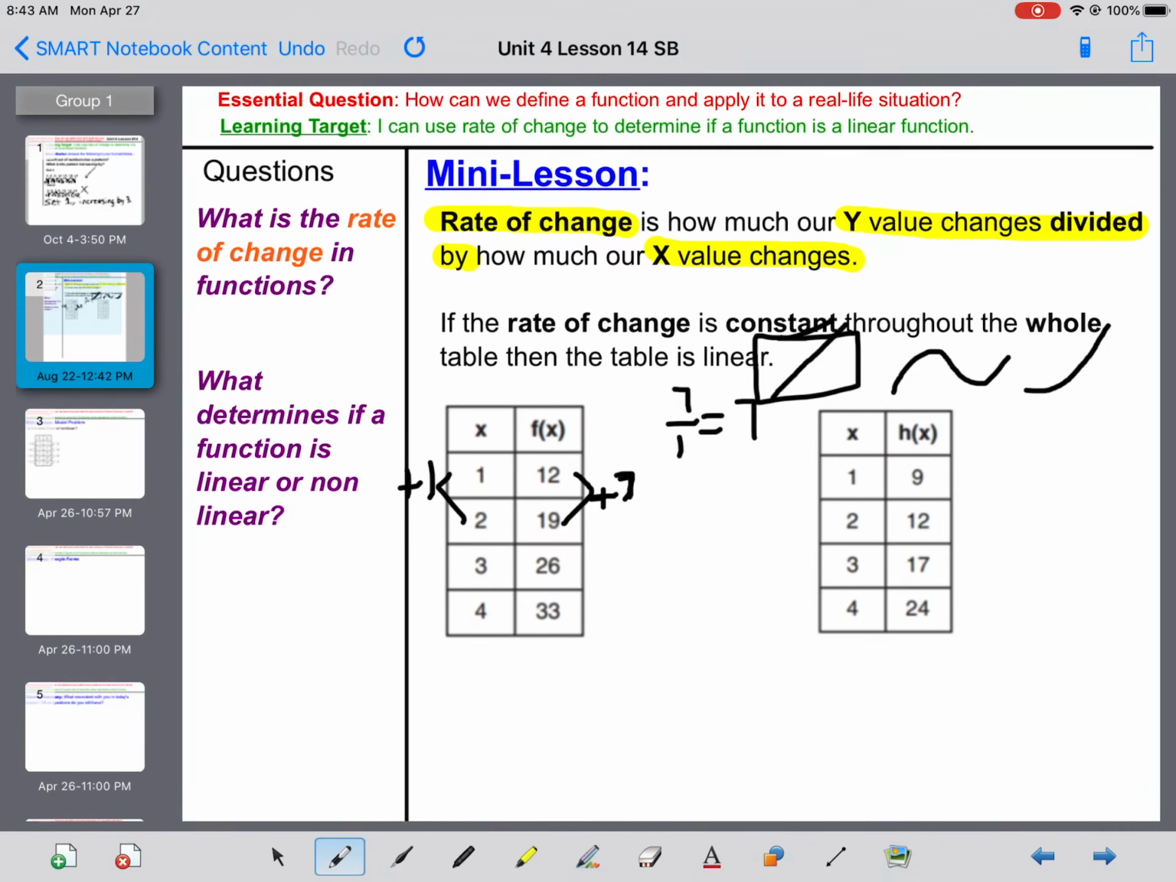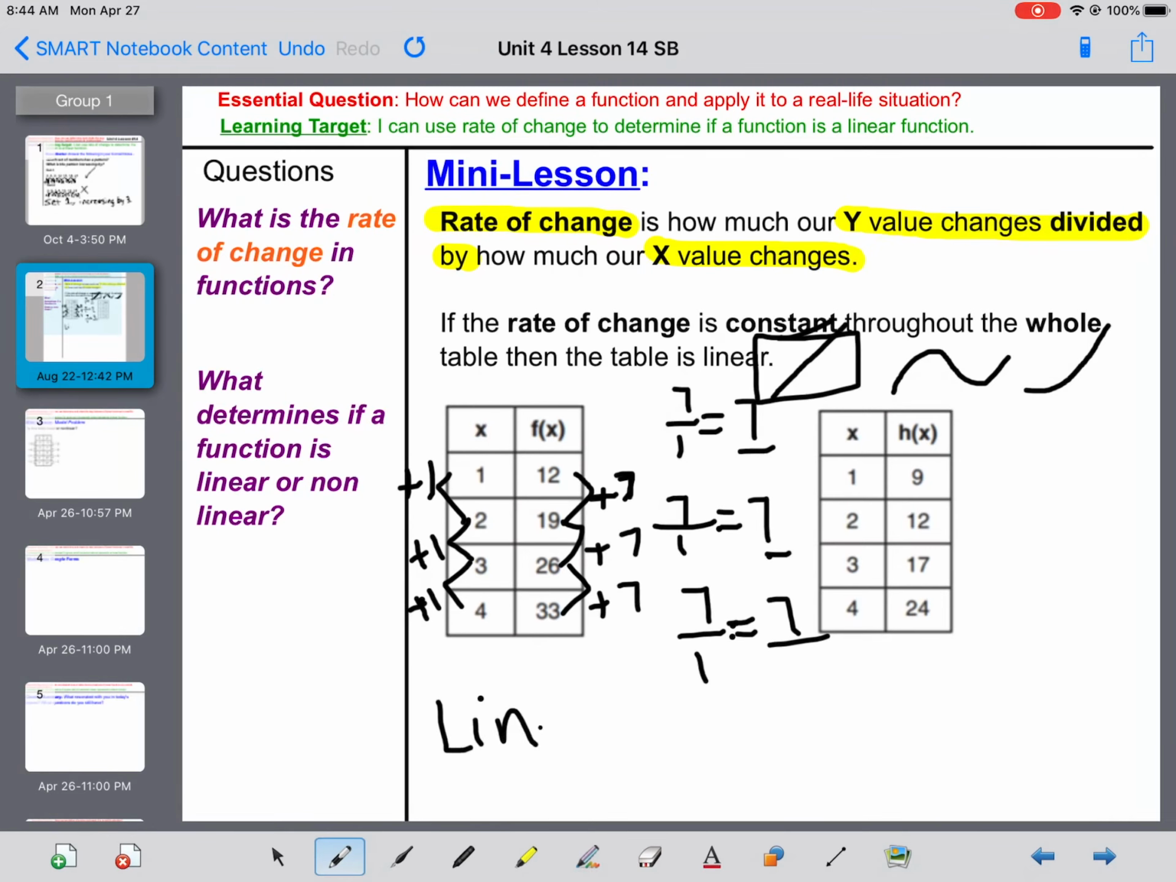Let's see if it continues with the same number of 7. From 19 to 26, we increase by 7, and the x value also increases by 1. So 7 divided by 1, we get 7. So far, we have 2 7s, which is good, but it has to stay consistent the whole way. 26 plus what number will give you 33? Yup, it's 7. And from 3 to 4, we get plus 1. So again, our y value changes by 7, our x value changes by 1. So therefore, it increases by 7 again.